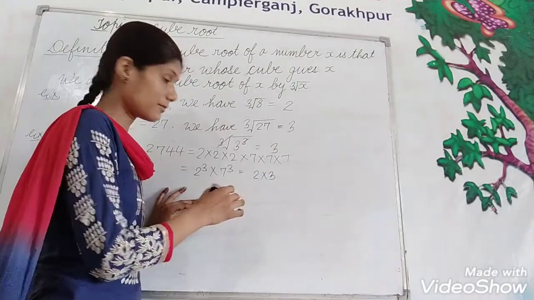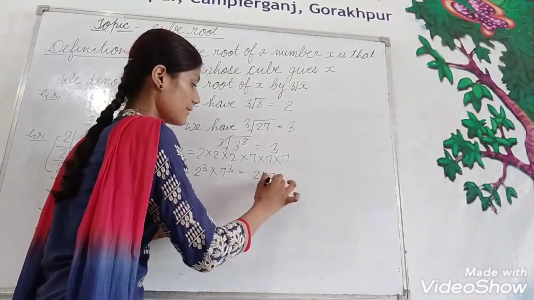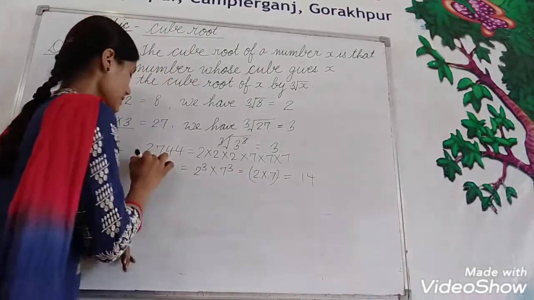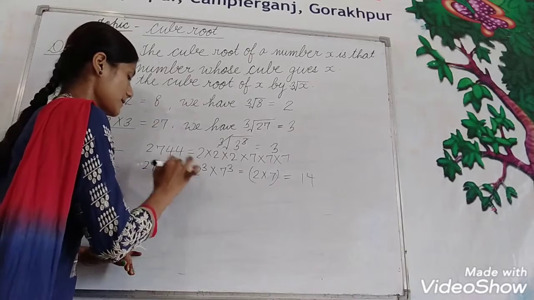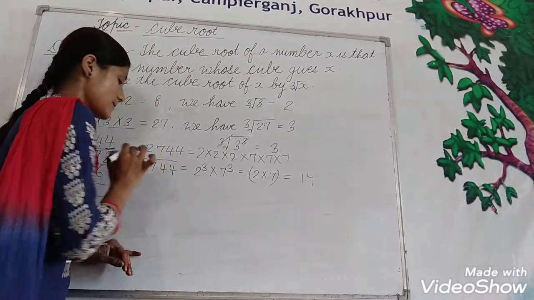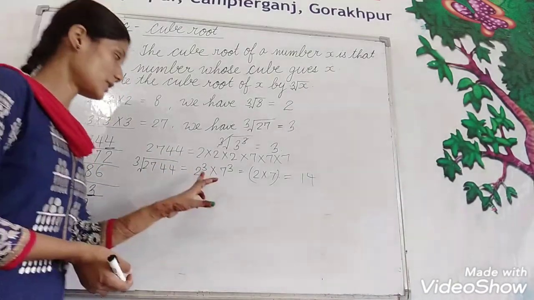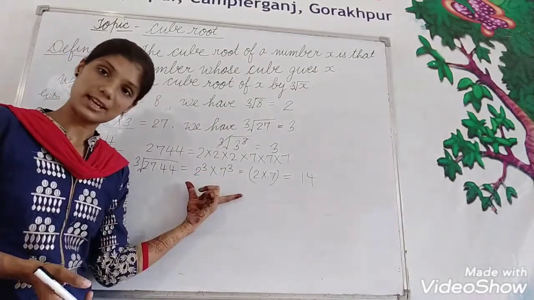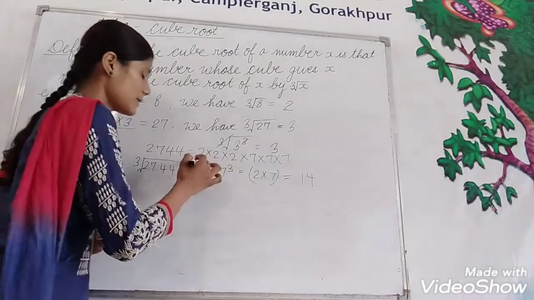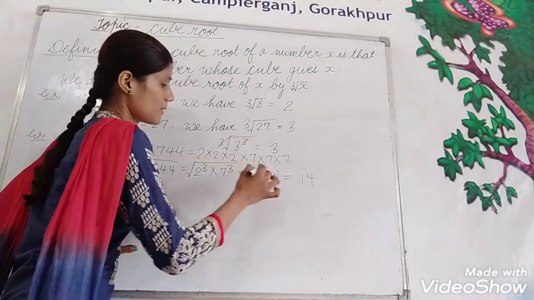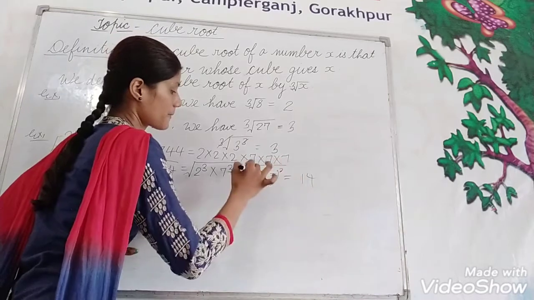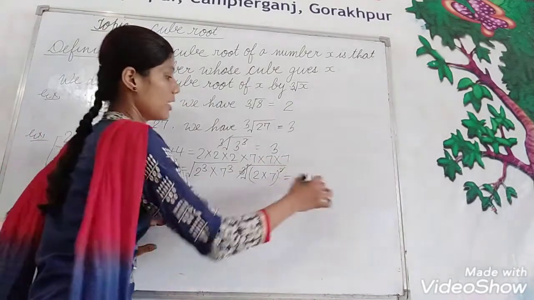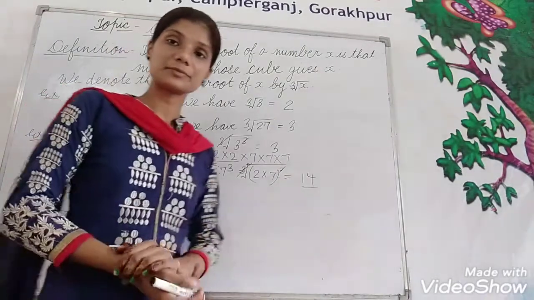We write 2 times 7, and your answer is 14. Now clear? This 3 and that 3 cancel. The cube and the cube root cancel, and your answer is, we write like this also, this 3 and the cube root cancel, so your answer is 14.